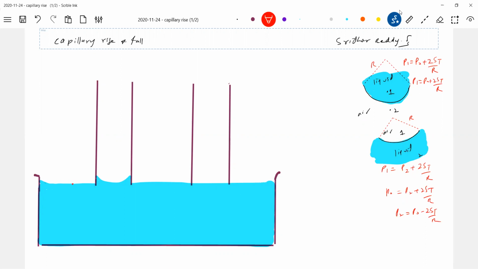So pressure here, for first, let me take here. So pressure at points 1, 2, 3. What about here? Everything is air, no? And this is the free surface. What should be the pressure at 1 and 3? Pressure at 1 and 3 should be equal to P naught.